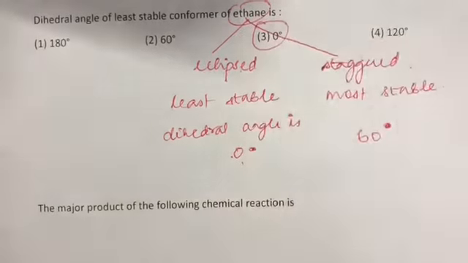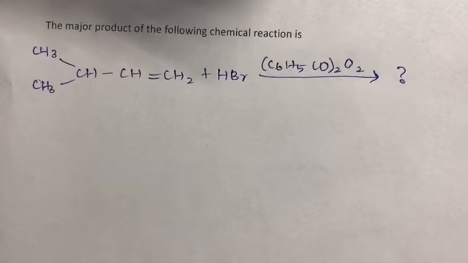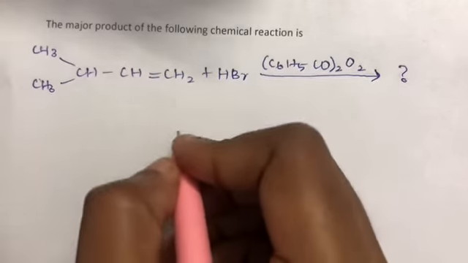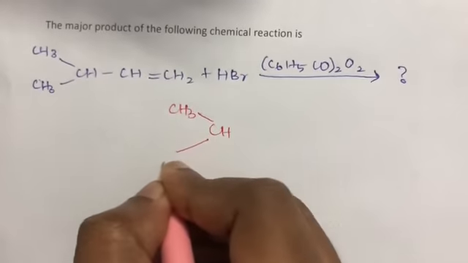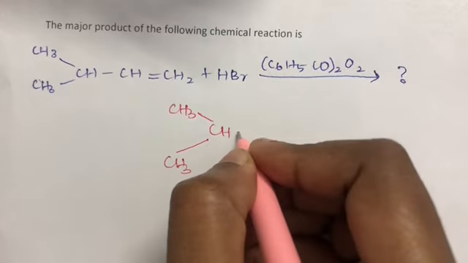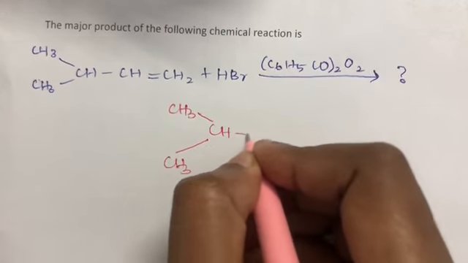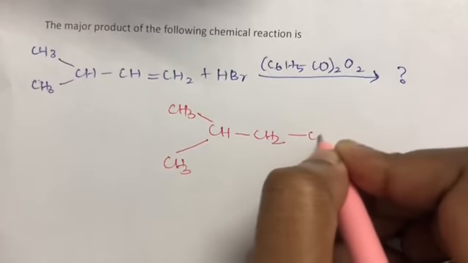That is option 3. Question is, the major product of the following chemical reaction is. This is what is the answer. If you need a detailed mechanism of the reaction, please do post in the comments. I'll let you know through shorts.